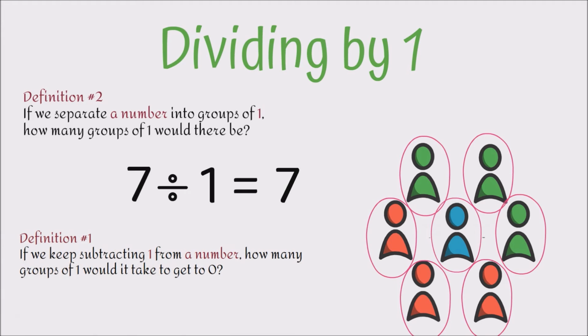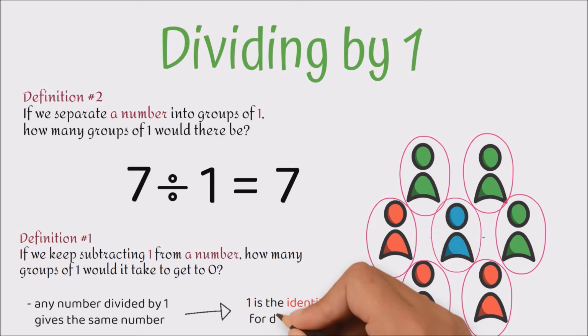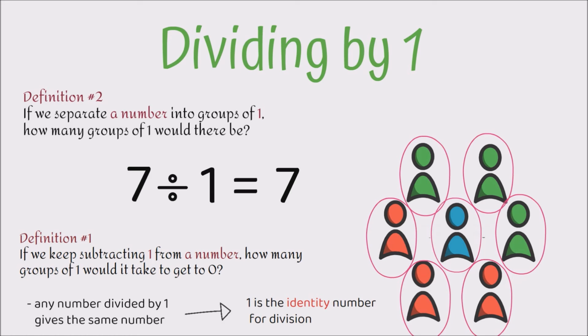Using the first definition of division, we would have to subtract 1 the same amount of times as the number itself in order to get 0. So any number divided by 1 gives the same number as the quotient. And because of that, we say that 1 is the identity number for division. You can check our last video to find out more about identity numbers.